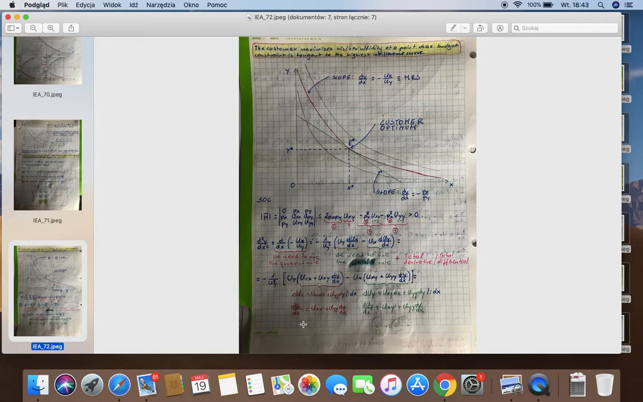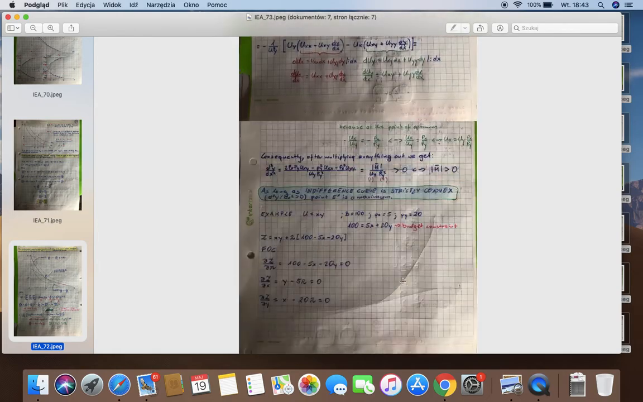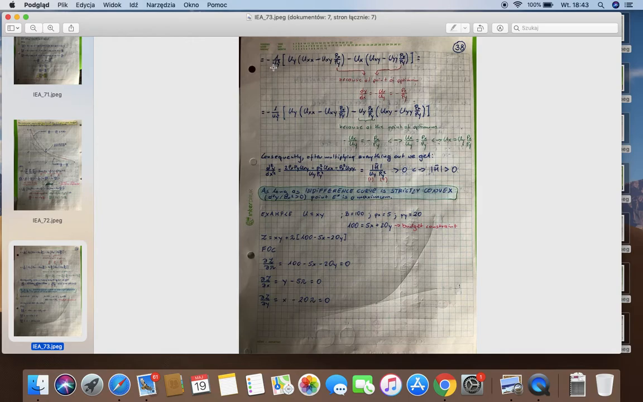We divide both sides by dx, and this is the expression we've got. And look, we do exactly the same thing for dy, dx. Okay, in the next step, we can substitute dy/dx with negative Px over Py, because at the equilibrium point, negative Ux over Uy is equal to negative Px over Py.